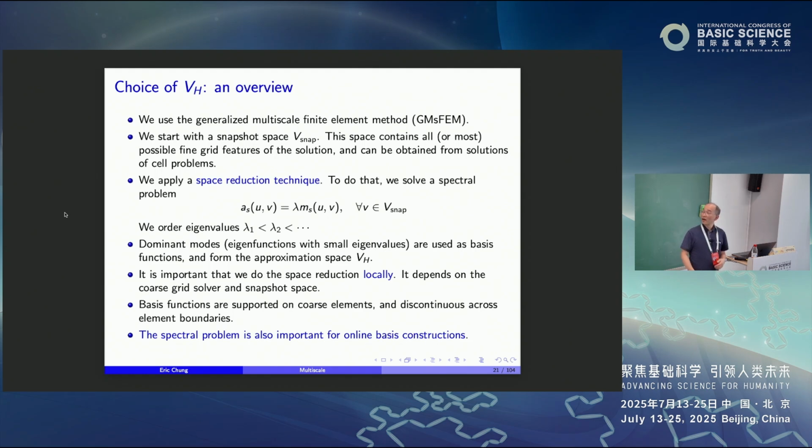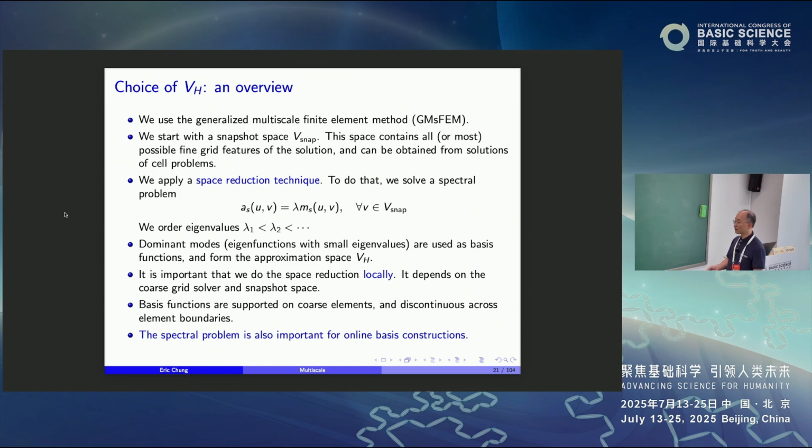Now, again, this is the main idea. First, we construct a snapshot space, and we use the notation V snap. Next, we define a suitable local spectral problem like this, and we solve it within the snapshot space. Of course, we have to define suitable A_S and M_S. We solve this local spectral problem, and then we take the dominant modes, which are eigenfunctions corresponding to the first few small eigenvalues. We use these dominant modes as the basis functions.